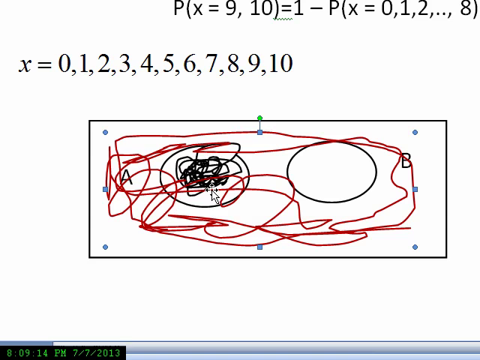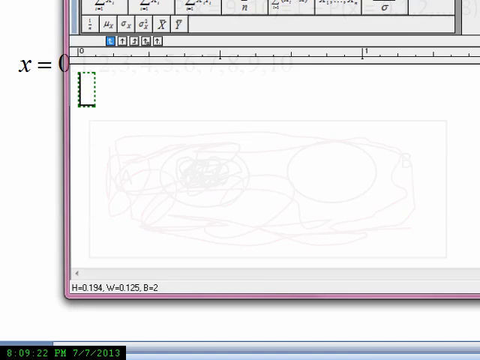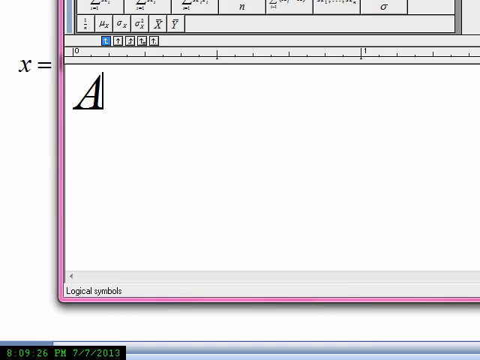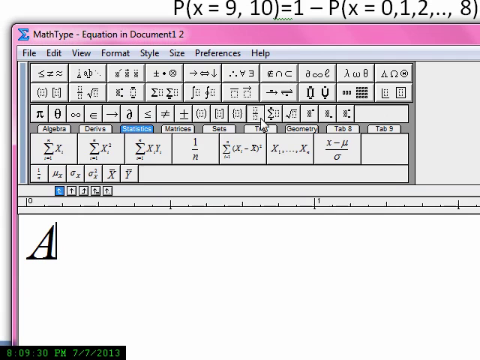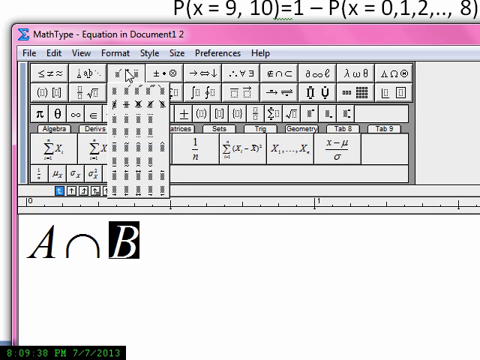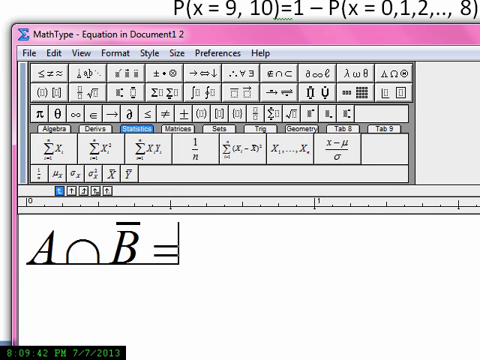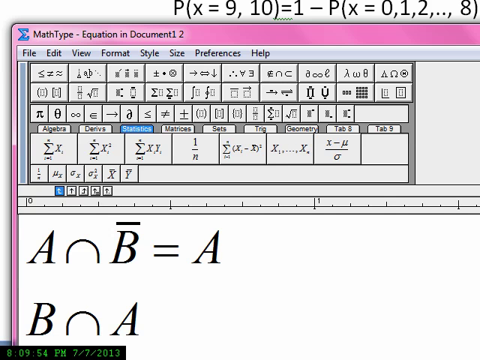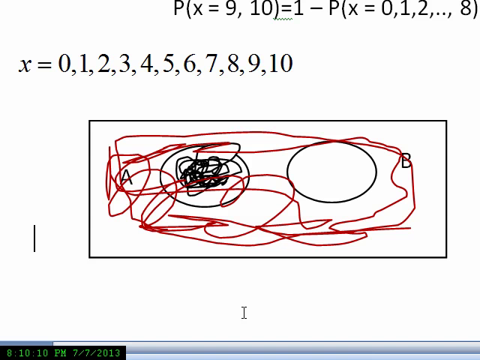So remember, A intersect B bar is always A. So let's capture that. I'm using MathType. So A, and there's actually an intersect button. Here you go. So A intersect B bar will always equal A. Similarly, B intersect A bar. What do you think that's going to be? Yep, it's going to be B. All right? Okay. So let's go back out to the problem. I don't know if they asked for the second one, but it's just a general rule to know.